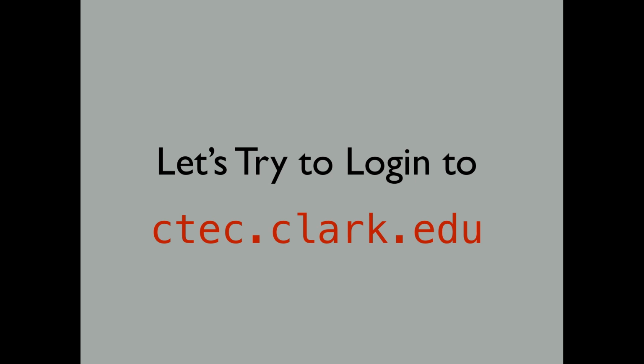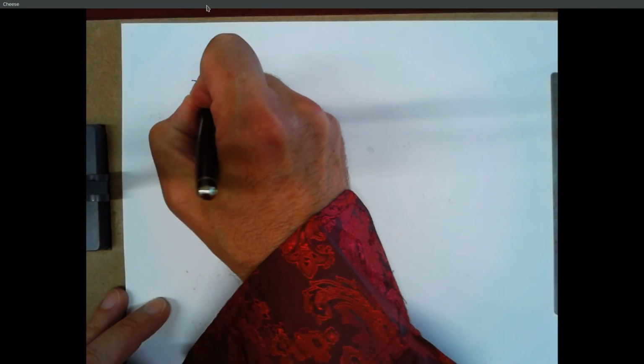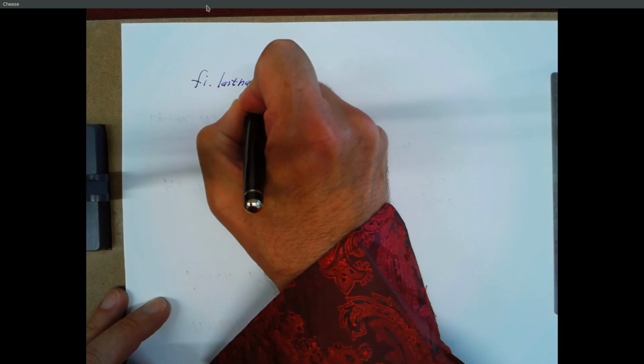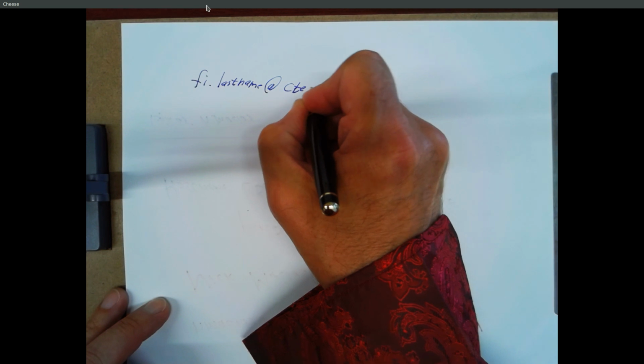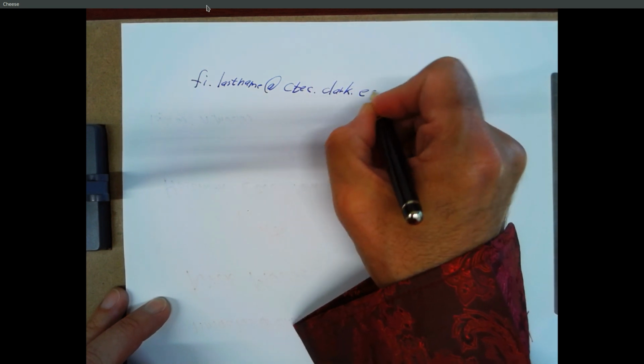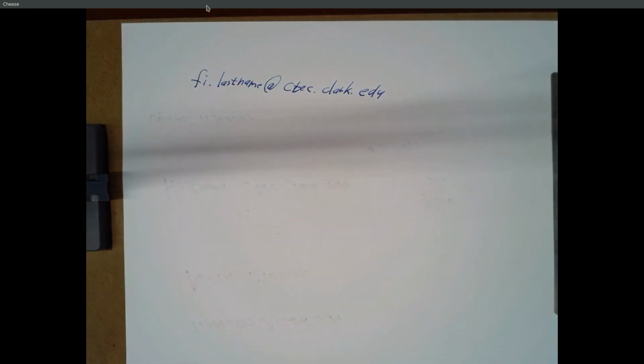So how many people are successfully connected? How many people are having some kind of weird issue? What's the username? The username is the first part of your email address. So everything up to the @ sign, but not the stuff after. And the password is the same one that you use for emails. So, first initial dot last name @ctech.clark.edu. All right, so who's getting weird issues? All right, so what's going on? And phone is going to be a tricky way to do it, but.